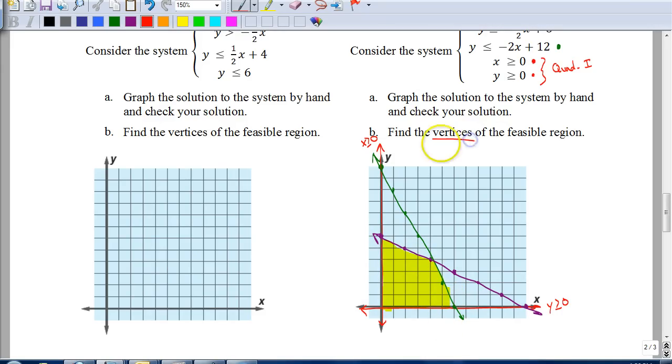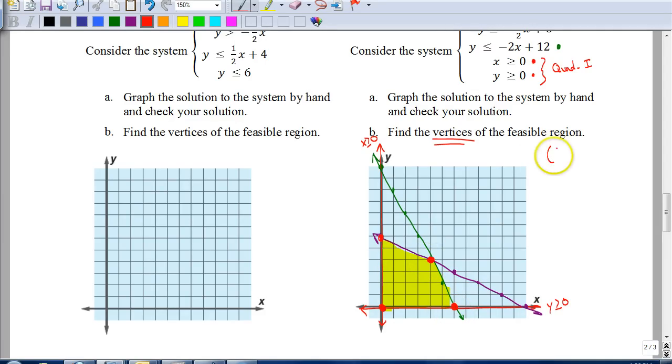And part B asks us to find the vertices. Now a vertex is where two lines intersect. These are the only points where we have lines intersecting. This one here is just a point. This one here is just a point. They're not vertices, so don't make that mistake. The vertices are where we have two lines that intersect to form our feasible region.